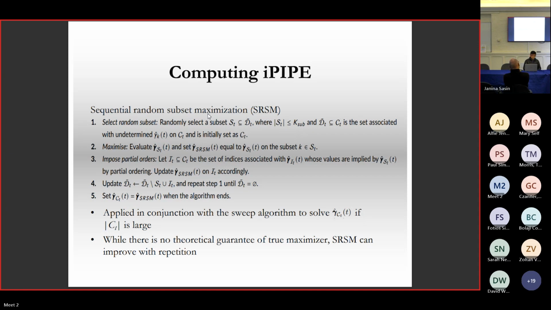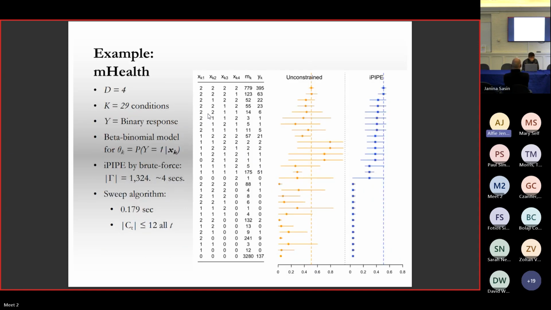Now, going back to the first example in mHealth, just to refresh your memory: a four-dimensional problem, 29 possible conditions, a relatively small problem. And that is a simple beta binomial model as a Bayesian model. The golden forest plot represents this unconstrained beta binomial model. For the different conditions, each dot corresponds to the posterior median, and the interval is the 95% posterior credible interval.